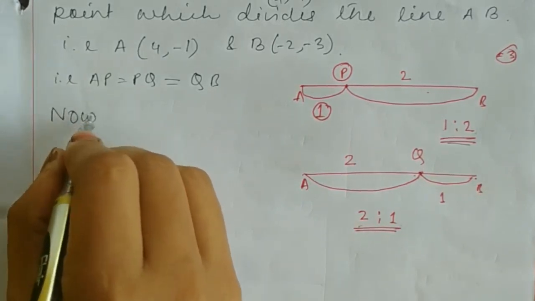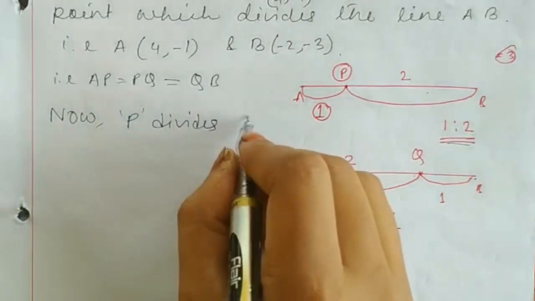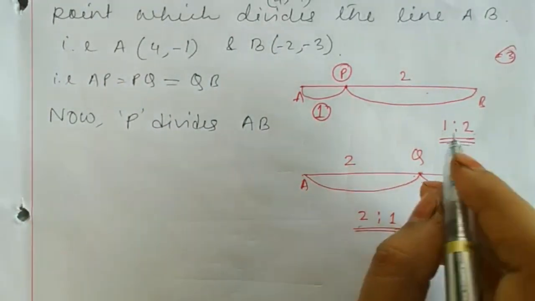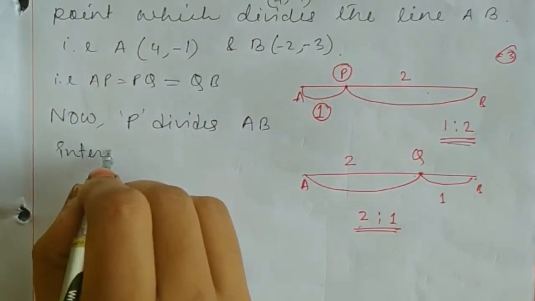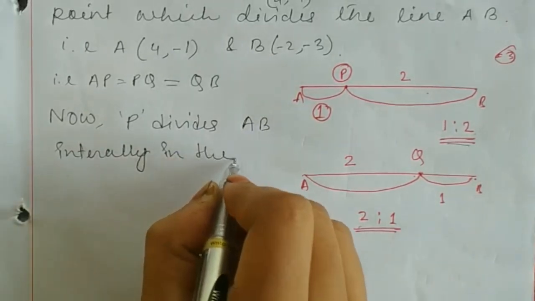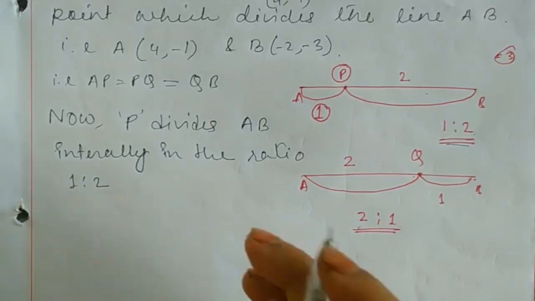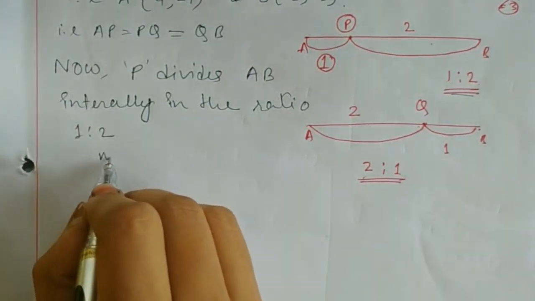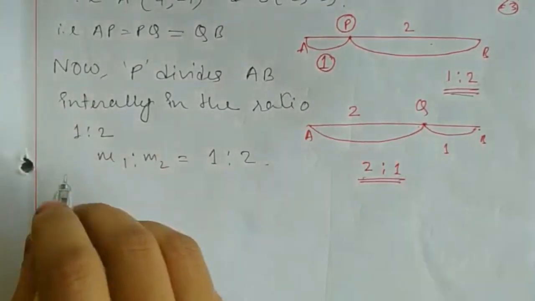Now, P divides AB in what ratio? 1 is to 2. P divides AB internally in the ratio 1 is to 2. P divides so that m1 is to m2 equals 1 is to 2 here.